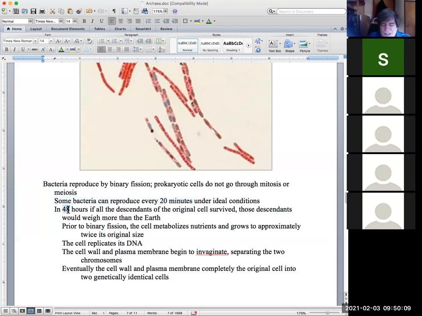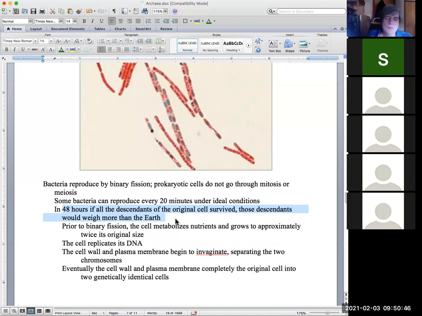What this means is in 48 hours, if this original cell and all the descendants survived, dividing every 20 minutes, even though bacteria are teeny tiny, that would weigh as much as the entire Earth. So obviously, most of these descendants don't survive. But keep in mind, this is a good example of something that we talked about with Darwin's ideas on evolution. Remember, one of the things that Darwin said was every type of living organism produces more offspring than can survive.